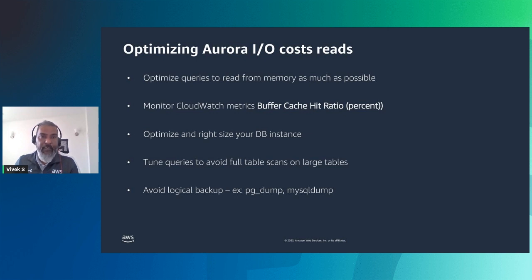Next one is to optimize the right sizing of your database instance. For example, the bigger the database instance, the higher the total RAM, and the higher the buffer cache. For example, in PostgreSQL, Aurora assigns around 70 to 75% of total RAM towards shared buffers. So the higher the total memory, the higher the buffer cache, and that would be useful for your read workload.